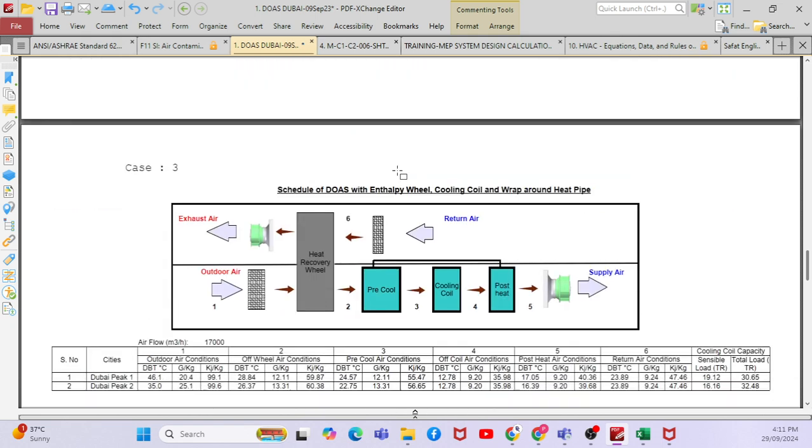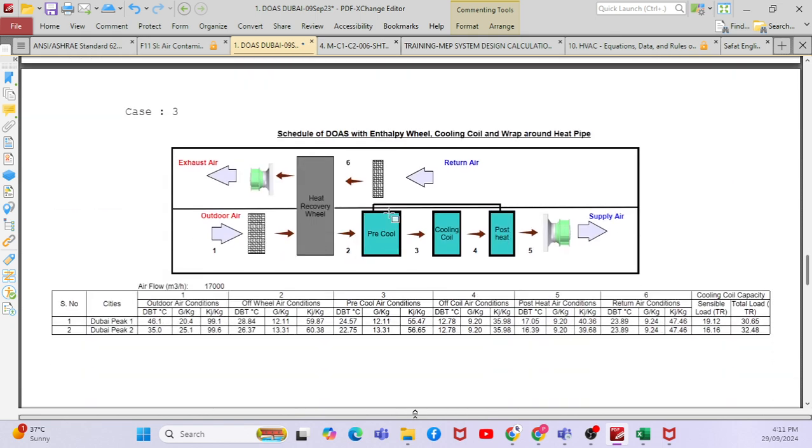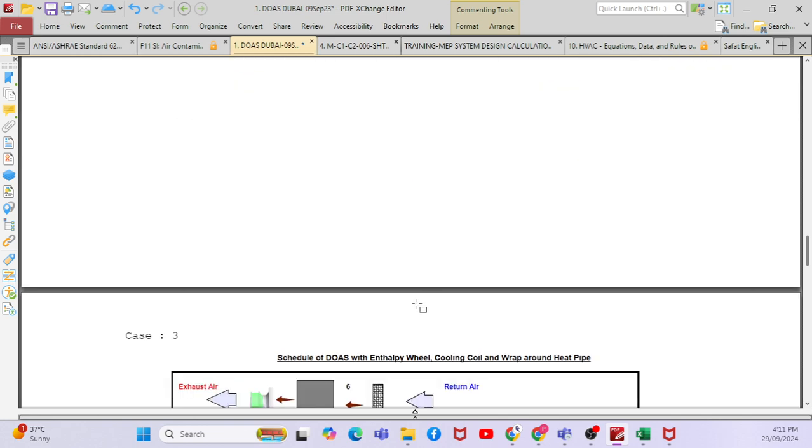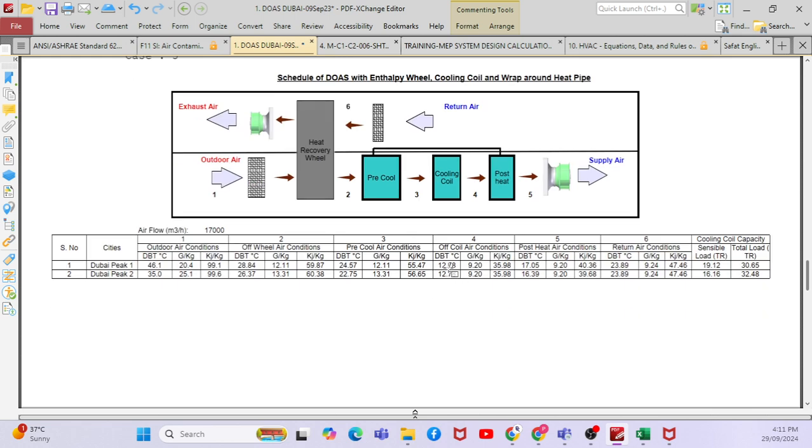Okay, then there is another option where you can use the pre-cool and post-heat pipe. By using this, you can save energy, right? So here what we are going to do, if you go to these conditions, you are going to supply at 12.78 degrees Celsius. But I don't want to supply at 12.78 degrees Celsius. I want to increase the temperature. I want to supply at, say for example, after the coil, 17 or 16 degrees. I want to increase the temperature to match my room condition.